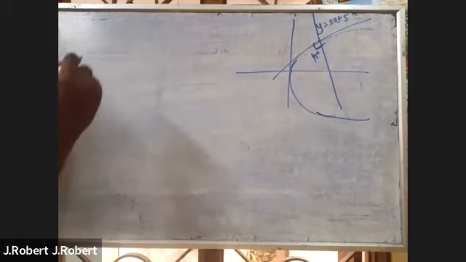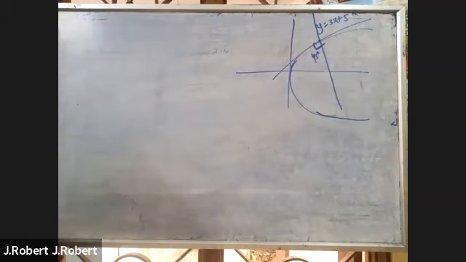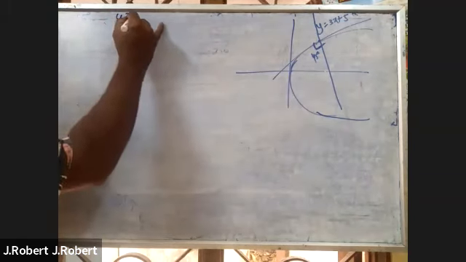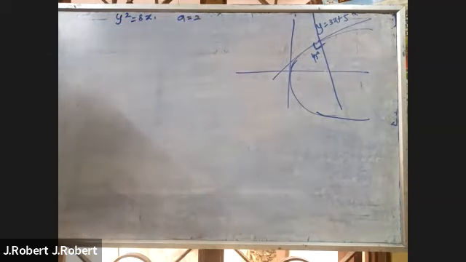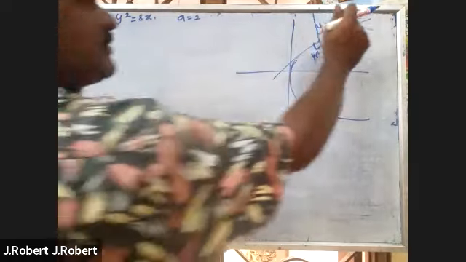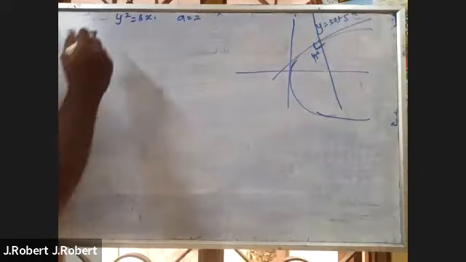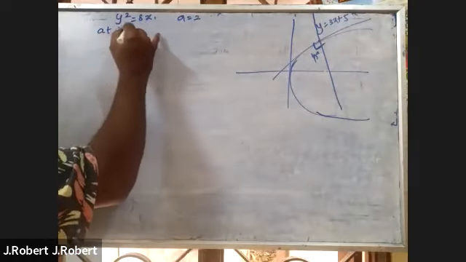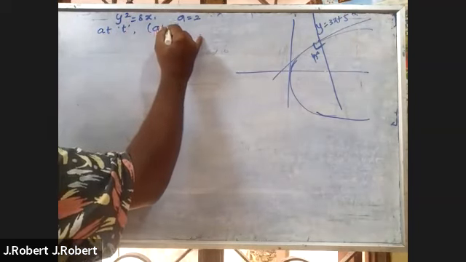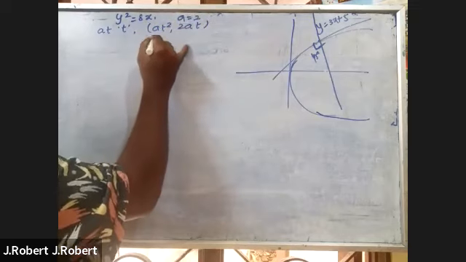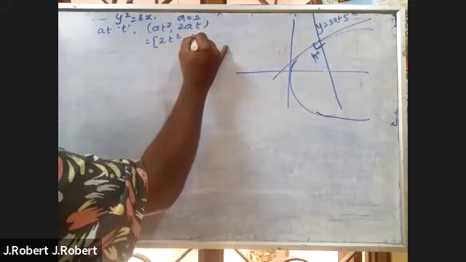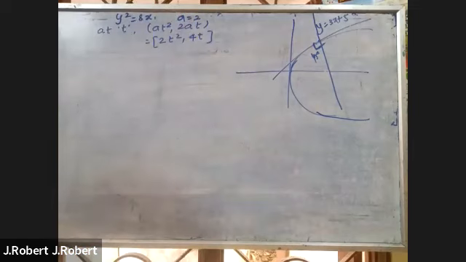Let's see how. First, look: it is given that y squared is equal to 8x. It opens rightward. From this I can say a is equal to 2. Now I need to find the equation of the tangent. For that, at t we can say the point is (at square, 2at). Your a is 2. Therefore, the point is (2t square, 4t).